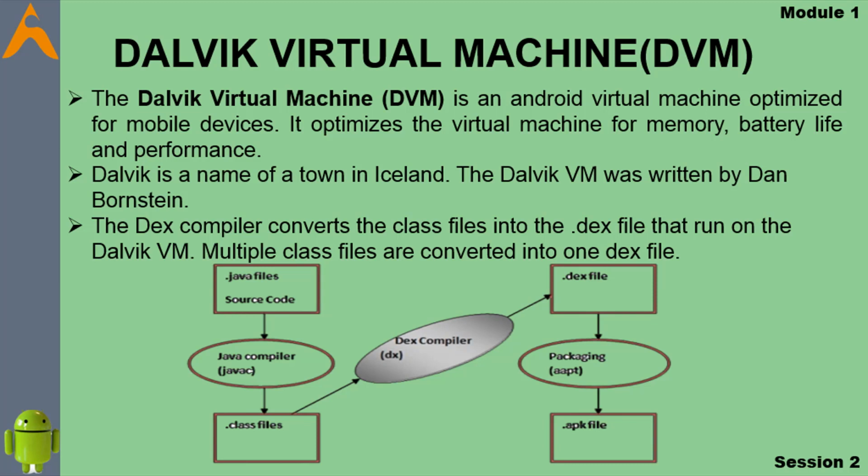See the diagram for better understanding. The JavaC tool compiles the Java source file into the class file. The DX tool takes all the class files of your application and generates a single .dex file. It is a platform-specific tool. The Android Assets Packaging Tool, AAPT, handles the packaging process.